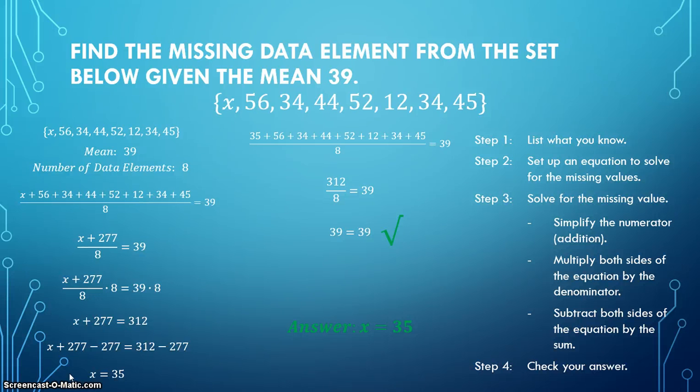From there, we added up everything we could in the numerator together to get x plus 27 over 8 equals 39. After that, we had to get rid of the dividing by 8, so we multiplied by 8 on both sides, and that left us with x plus 27 equals 312. Then we had to subtract 27 from both sides to get rid of that plus 27. And that's how we ended up with x equals 35, which was our answer.